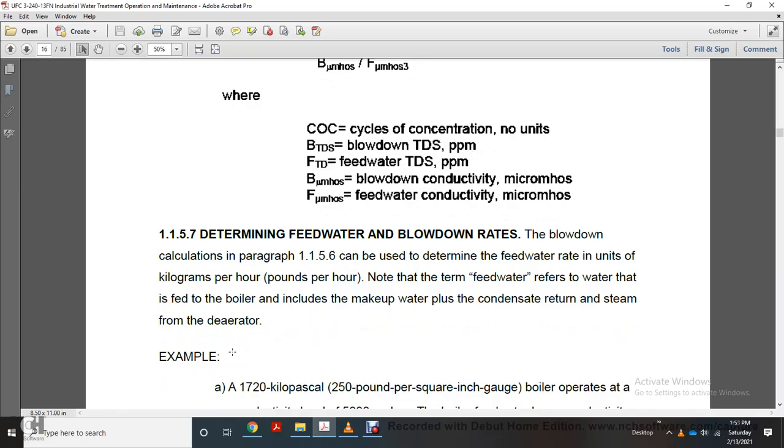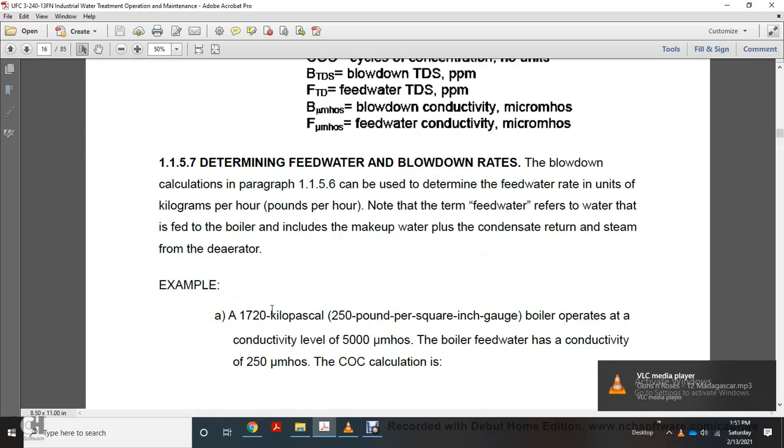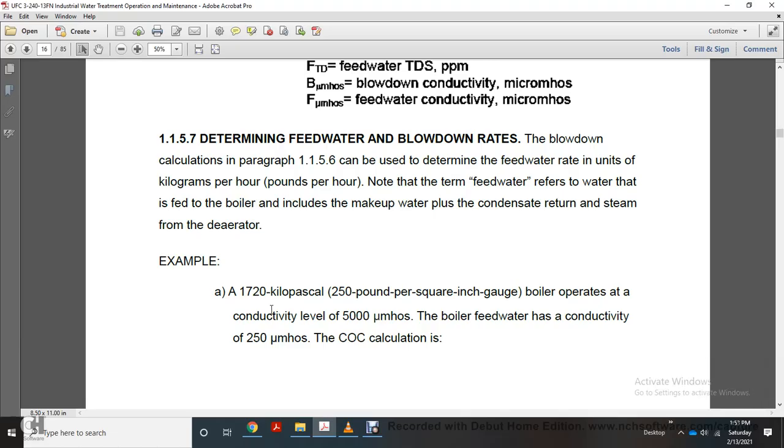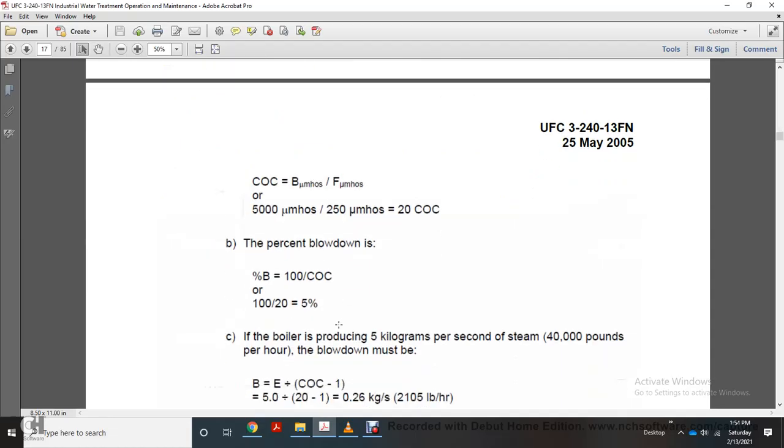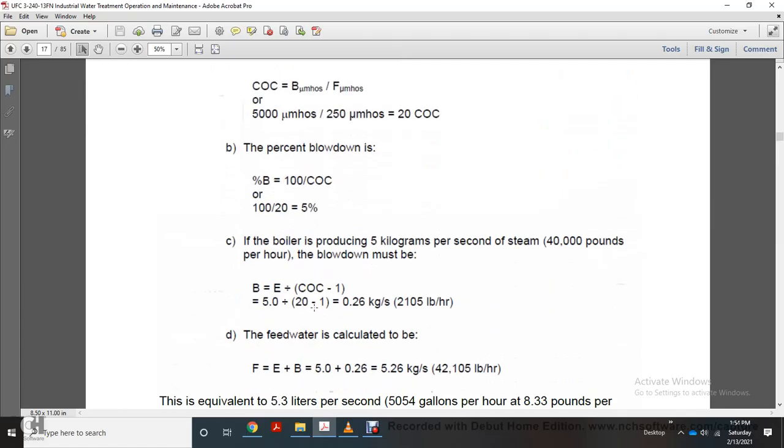Note that the feed water referred to the water supplied to the boiler includes the makeup water and the condensate return of the steam from the exterior deaerator. A 250 pounds per square inch boiler is operated with a conductivity level of 5,000 micromhos, and the boiler feed water has a conductivity of 250 micromhos. Cycle of concentration calculation is the blowdown conductivity over the feed water conductivity, and then percent blowdown is equal to 100 over the cycle of concentration, or 100 divided by 20, equal to 5%.